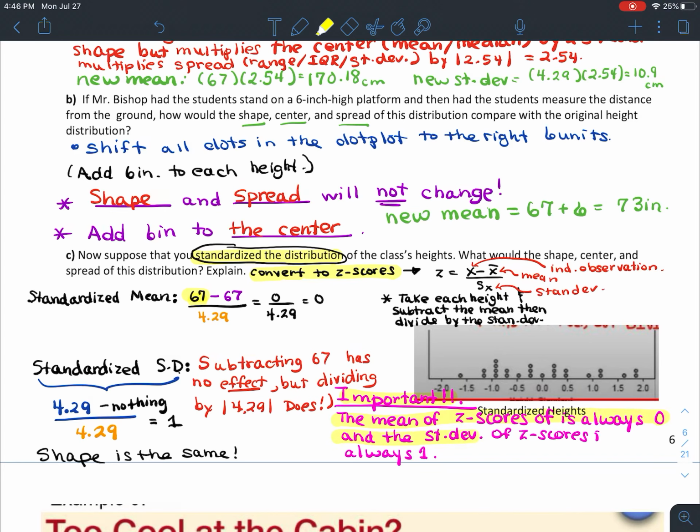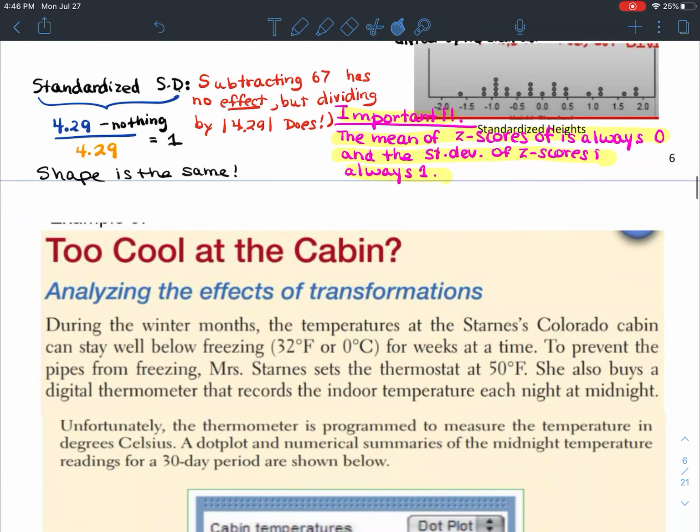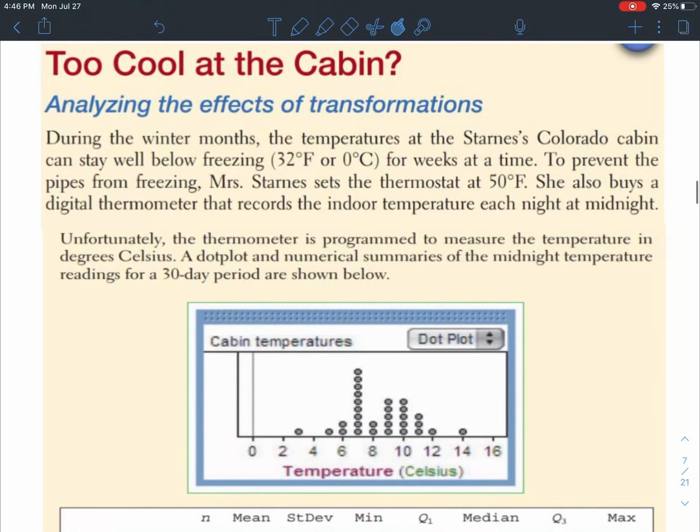Okay, so the big takeaway here, and this is super important, I'm going to go ahead and just highlight this. The mean of z-scores is always 0, and the standard deviation of z-scores is always 1. All right, let's look at this example here.